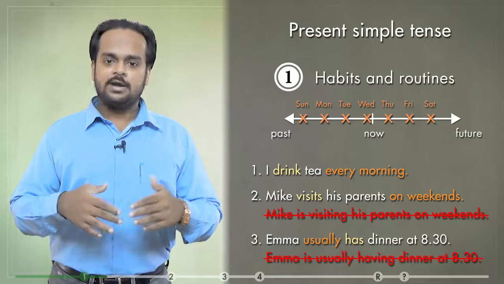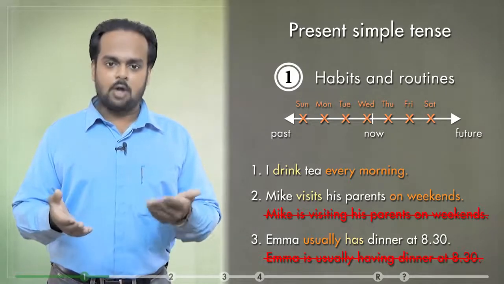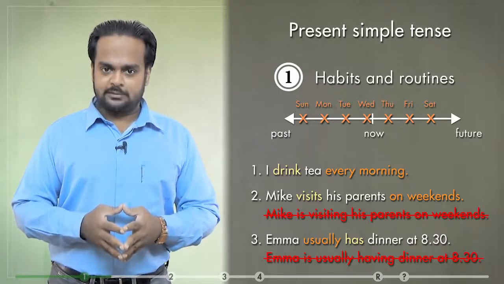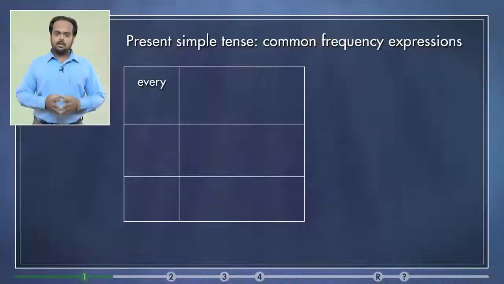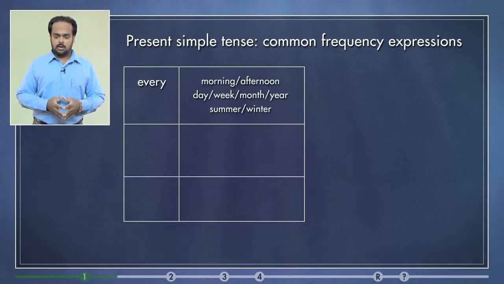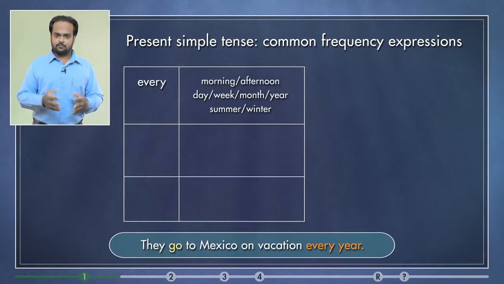Okay, I want you to notice one other thing in these examples. You can see how frequently or how often the action happens. Every day, on weekends, etc. When we talk about habits or routines, we normally use these kinds of expressions. The word every, for example, is very common in phrases like every morning, afternoon, every day, week, month, etc. I said I drink tea every morning. Another example is they go to Mexico on vacation every year.